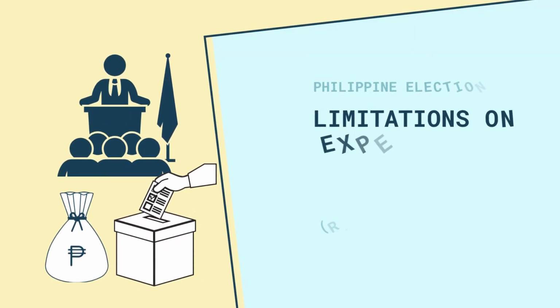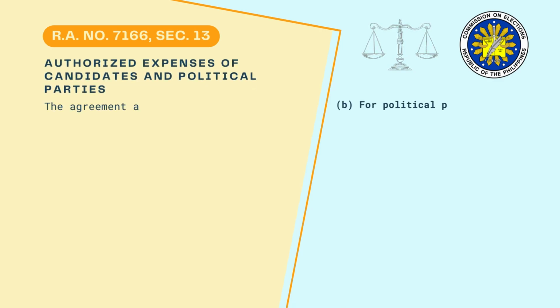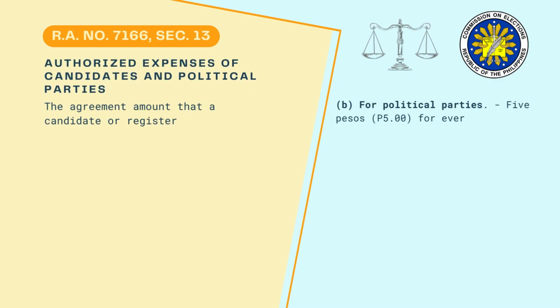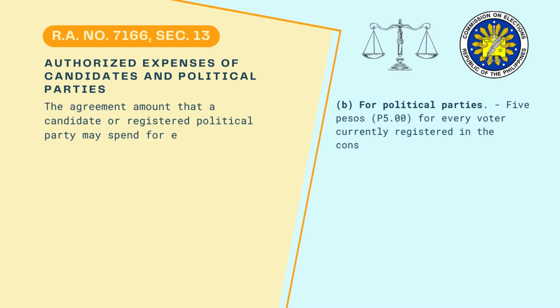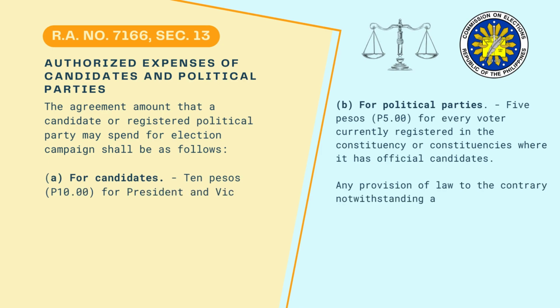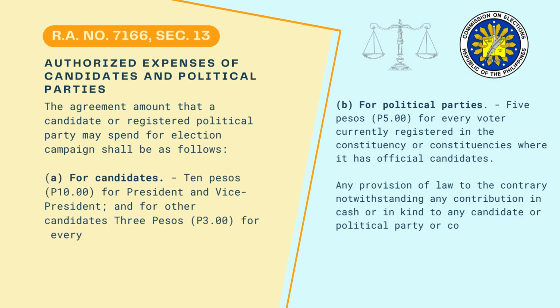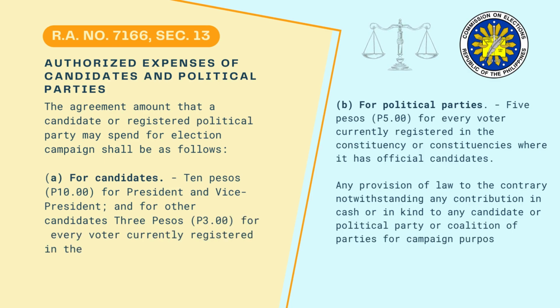This infographic delves into limitations on expenses and prohibited contributions as provided in RA number 7166, Section 13 and BP number 881. Let us understand election expense limits and managing election expenses. Election campaign spending is a vital aspect of the electoral process, but it must be regulated to ensure fairness and transparency. RA number 7166, Section 13, sets the stage for authorized expenses of candidates and political parties.